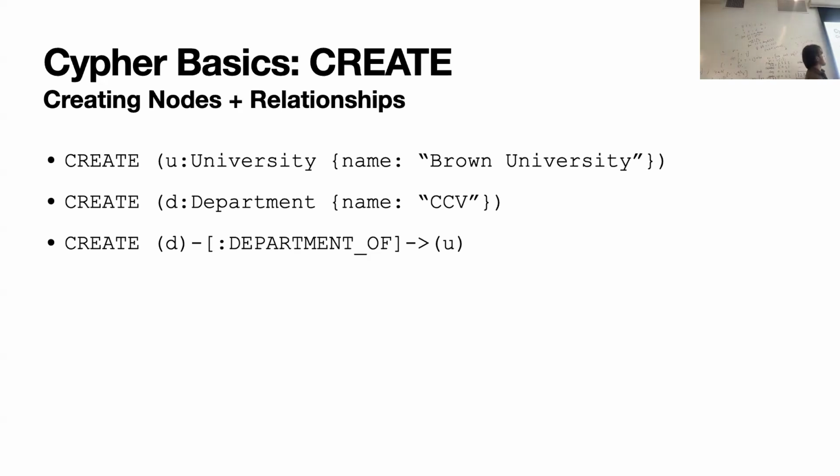Does that make sense? So we create these nodes and we get a variable name, which gives us a handle to reference that node, and then we can make the relationship between them.